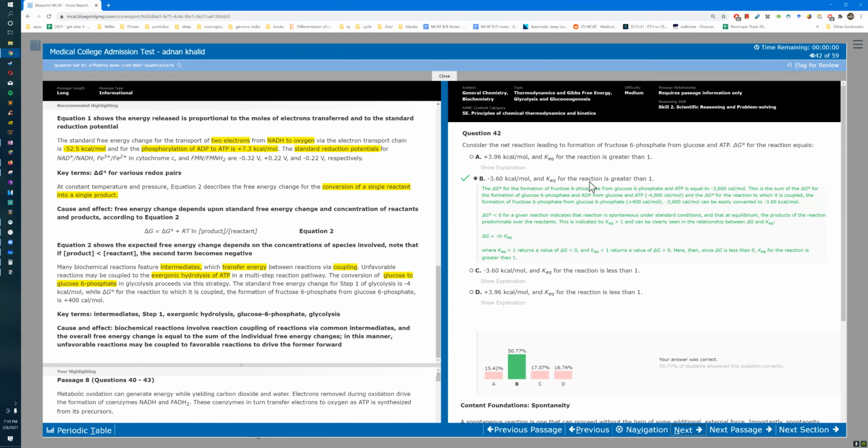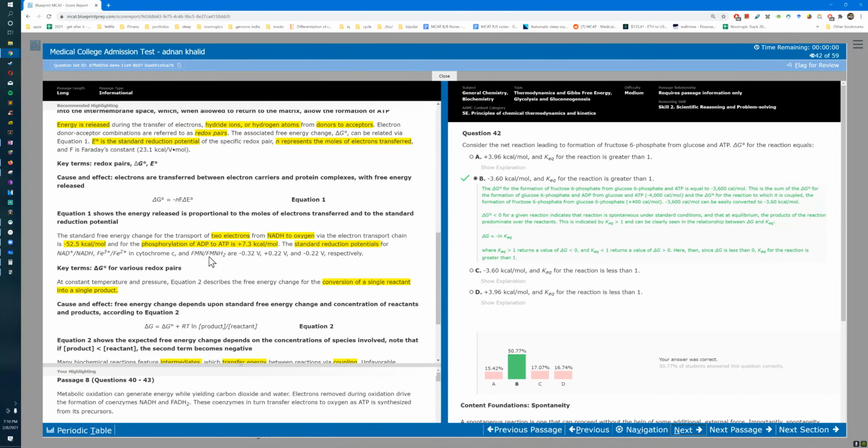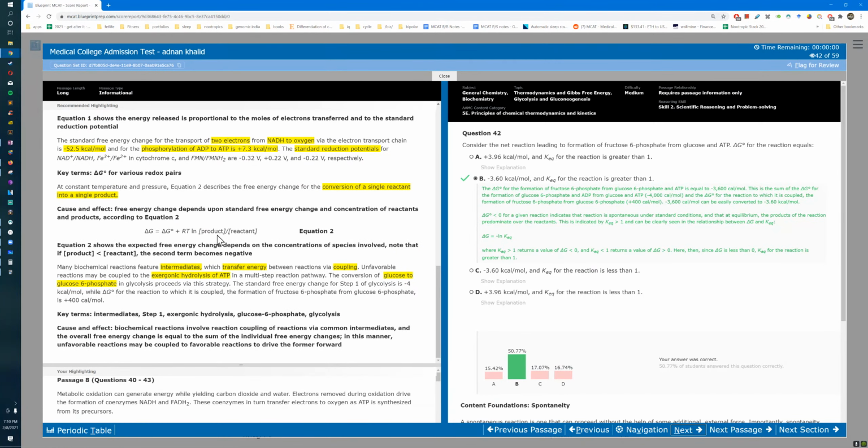KEQ for the reaction, greater than 1, less than 1. KEQ is going to be just products over reactants. And since it's exergonic, right, like, it's moving forward, it's going to produce more products than reactants. So KEQ is going to be greater than 1.